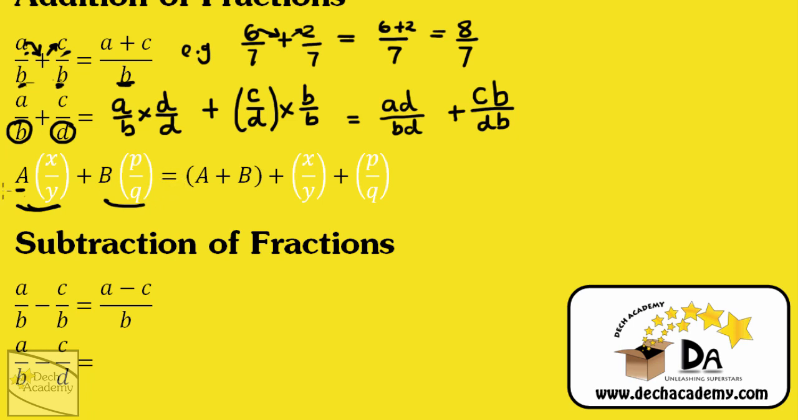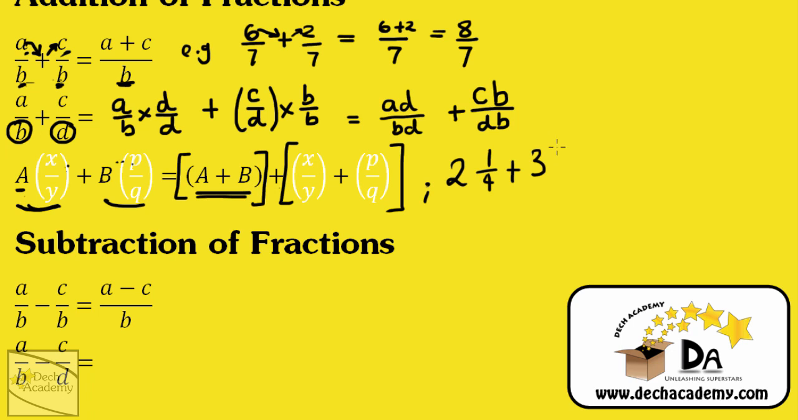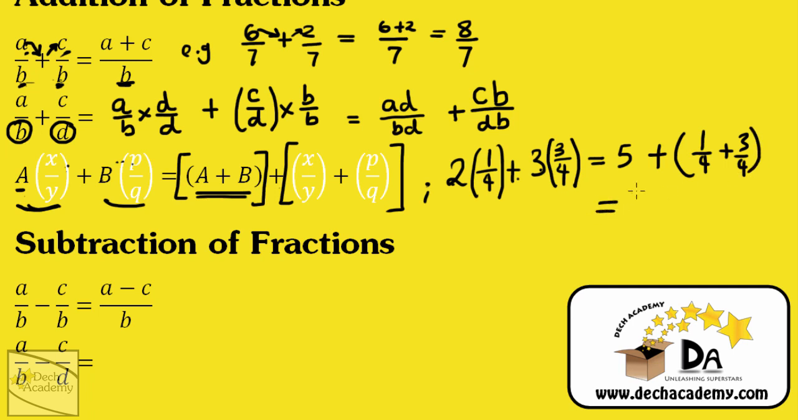So to add them up, all you have to do is add the whole number part, and then you add that result to the sum of the proper fraction parts. And that's what we've done here. So for example, if you have the fraction 2, 1 over 4 plus 3, 3 over 4. First add the whole number part, so it's 2 plus 3, which is 5. And then you add the proper fractions, 1 over 4 plus 3 over 4. And that's equal to 5 plus 4 over 4, which is 5 plus 1, which is 6.